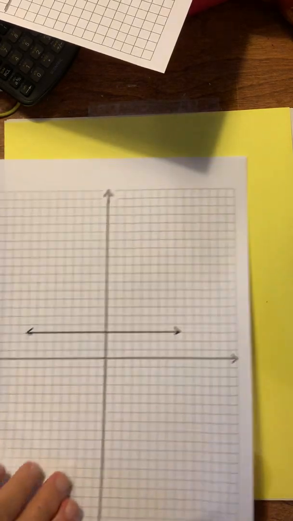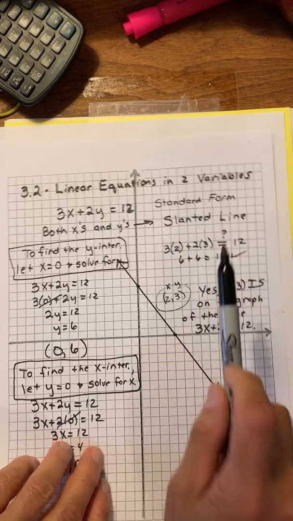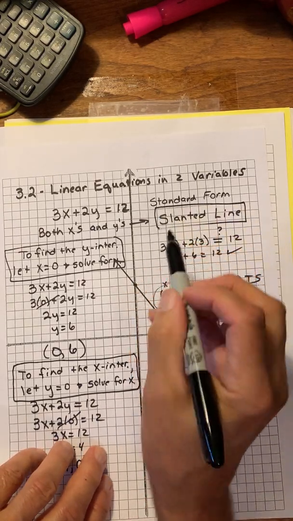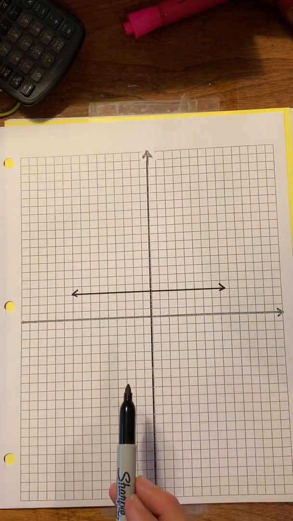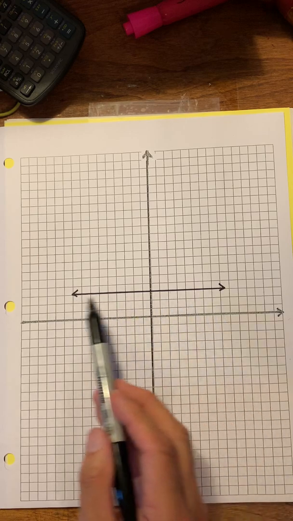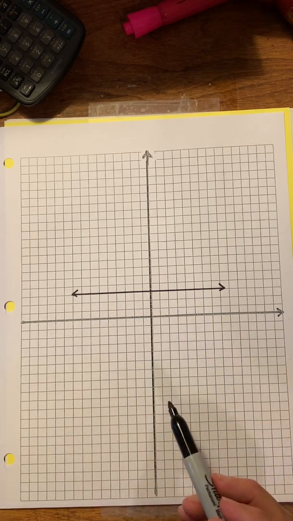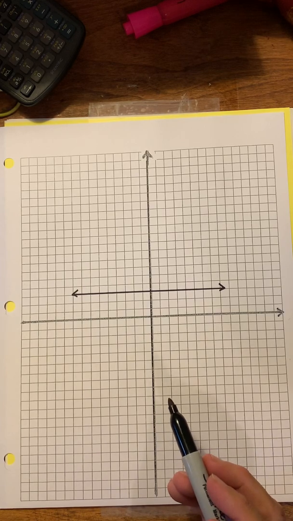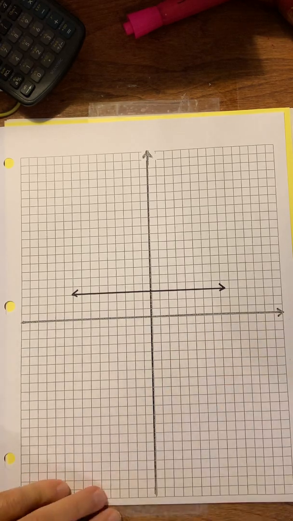All right, let's take a specific close look at lines that are not slanted lines. Slanted lines have both x's and y's in them. Let's look at a line that is not slanted. This is a horizontal line. What is the equation of this horizontal line? Here's a good way to find the equation of a horizontal line. Find some points on this line.